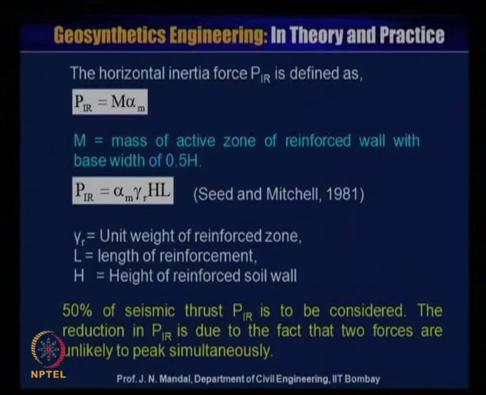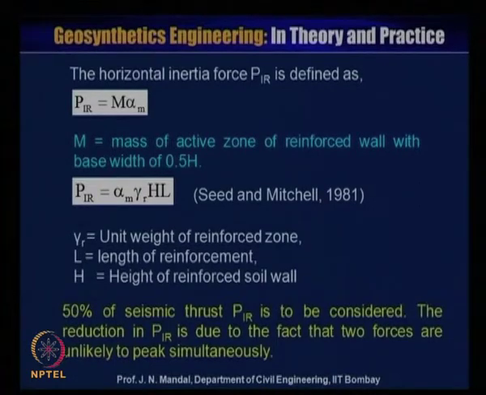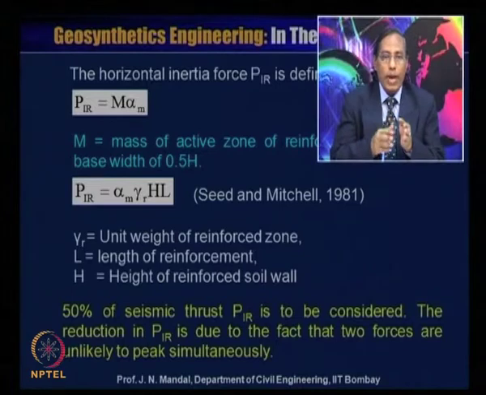Now, the horizontal inertia force, that is PIR, is defined as PIR is equal to m into alpha m, where m is the mass of the active zone of the reinforced wall with base width of 0.5H, or PIR is equal to alpha m gamma r h into L. This is Seed and Mitchell 1981. Gamma r is the unit weight of the reinforced zone, L is the length of the reinforcement, and h is the height of the reinforced soil wall.